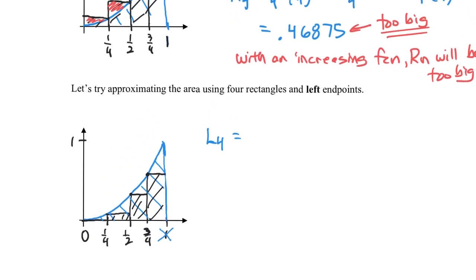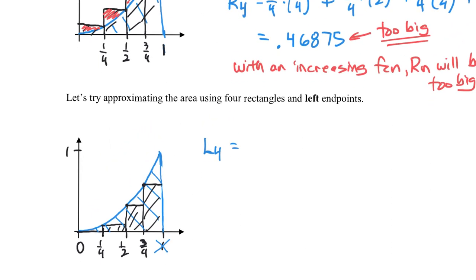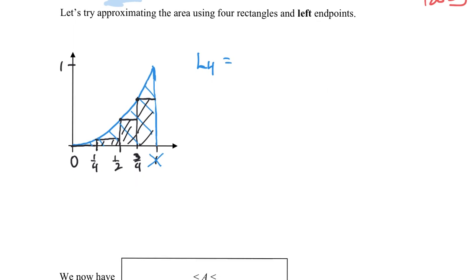So if you look at our last one, last time we used these numbers here, and we didn't use 0. So it's kind of like the numbers that we're going to use, we're shifting them all over this way so that we're not going to use the 1, but we're going to use the 0. And that's what happens to the left end point. So L sub 4 is going to be base 1/4 times height, which is going to be 0 squared, because that's the height of this first rectangle. This first one has an area of 0, because the height right here is 0.